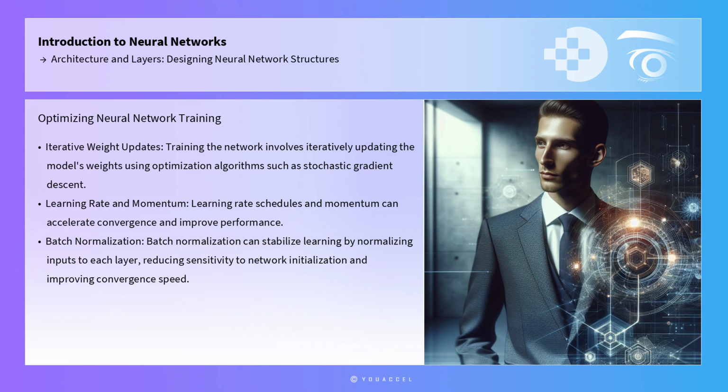Training the network involves iteratively updating the model's weights using optimization algorithms such as stochastic gradient descent. Learning rate schedules and momentum can accelerate convergence and improve performance. Additionally, batch normalization can stabilize learning by normalizing inputs to each layer, reducing sensitivity to network initialization, and improving convergence speed.